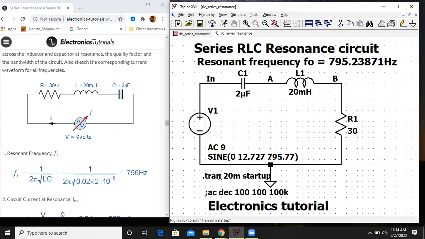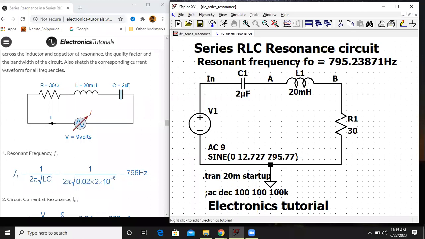The moment I keep this on, the dot AC has become cold and AC. So that means this is deactivated now. So now only the transient analysis will be active. Do you see this on the screen? Dot tran 20 milliseconds startup. So this is what you should see on the screen. I hope that you all can see this on the screen. So can we proceed next? I'll wait for 3 seconds and I'll proceed next.